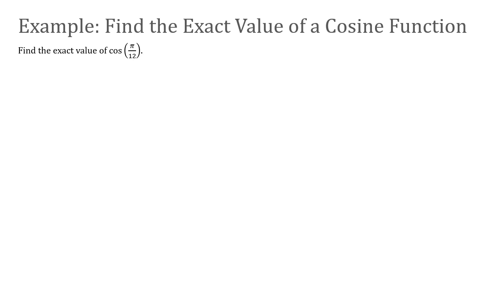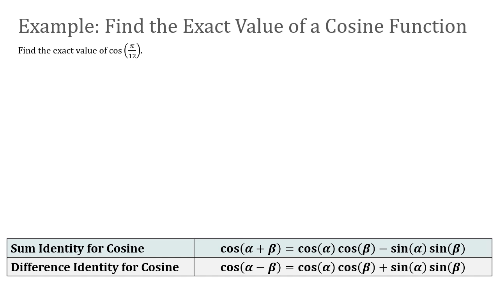Now let's take a look at an example where we're asked to find the exact value of the cosine of pi over 12 radians. The previous examples have asked us to find the sine and cosine of degree measures. Let's see how radian measures might be different. The only thing that makes these different, we're still going to use the same identities, is that our angle measure may be more difficult to find a sum or a difference of.